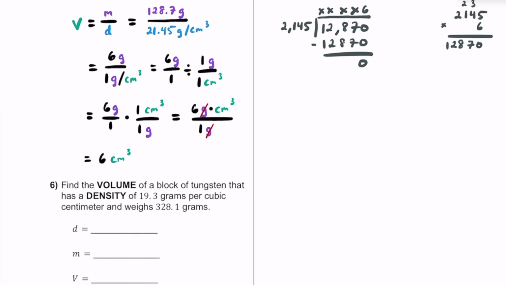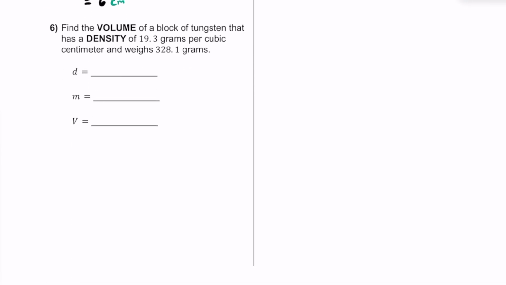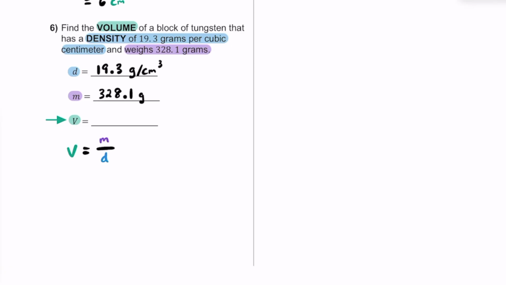All right, let's try one more practice problem. We're going to find volume one more time. We're going to look for the volume, and we're told that the density here is going to be 19.3 grams per cubic centimeter. And we also know that the mass is going to be 328.1 grams. Our formula here is going to be volume is equal to mass divided by density.